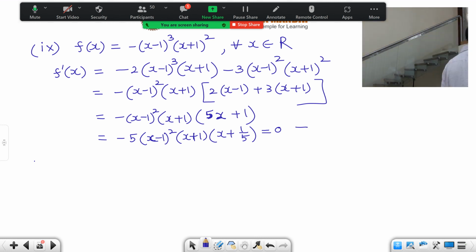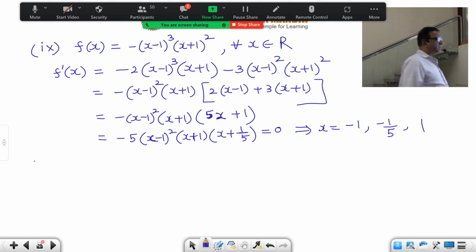So here we are getting 3 values. x is equal to, the least value of them is minus 1. Next, minus 1 by 5. I am writing the values in increasing order: minus 1 first, then minus 1 by 5, then 1. This is the increasing order. At these 3 points, the function is stationary because the derivative is 0.